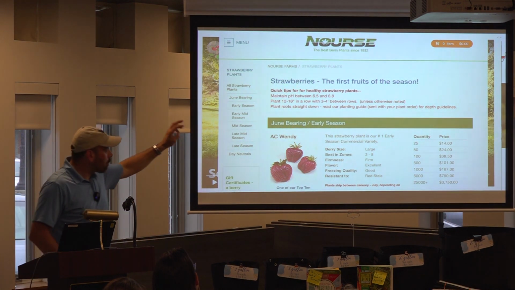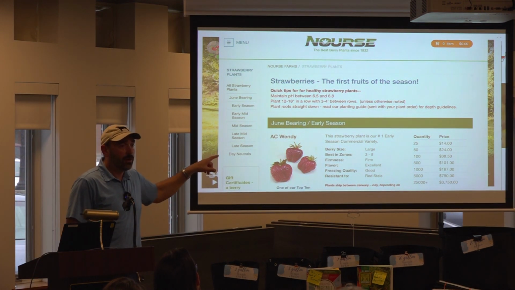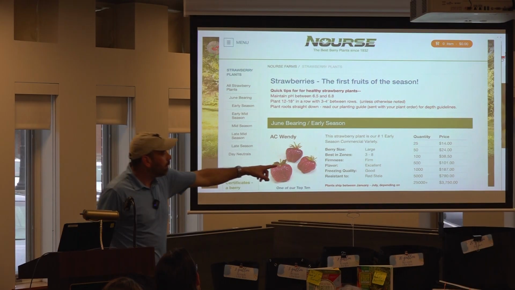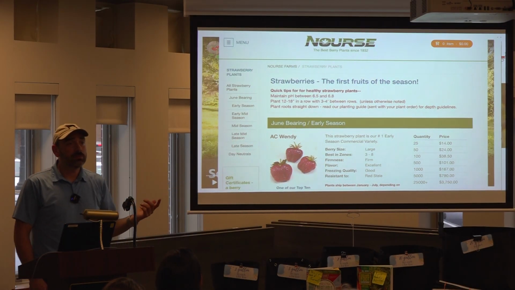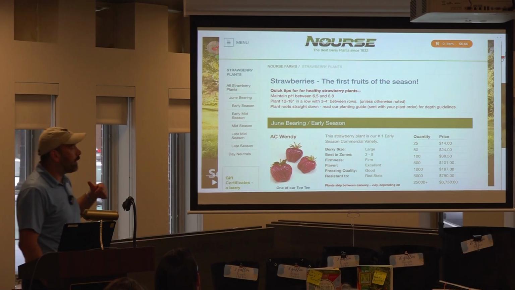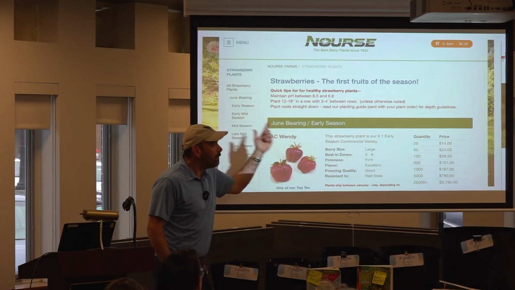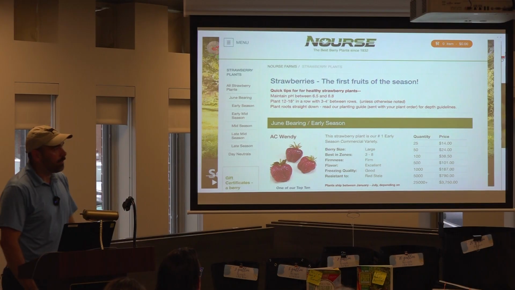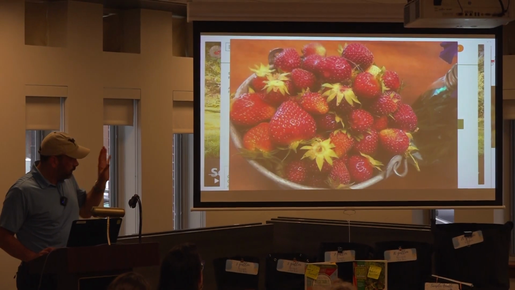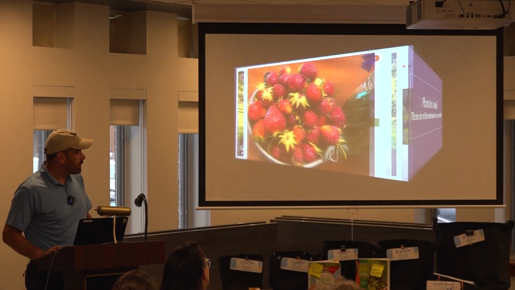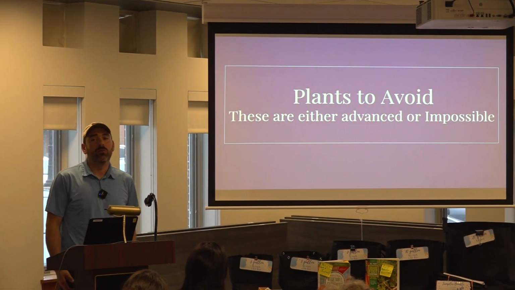Norse is where I usually get my strawberry plants from. You can get 100 plants for $38. That's awesome. You can go to Tractor Supply and get like 10 plants for 15 or 20 bucks, but here it's definitely a better buy. We'll skip that. But yes, homegrown strawberries are amazing. We go to plants to avoid.